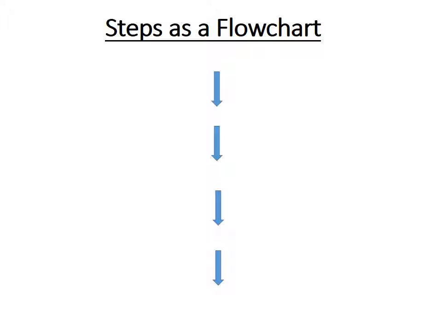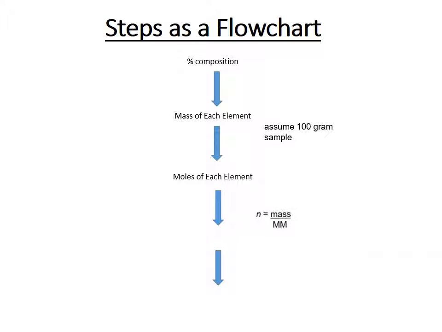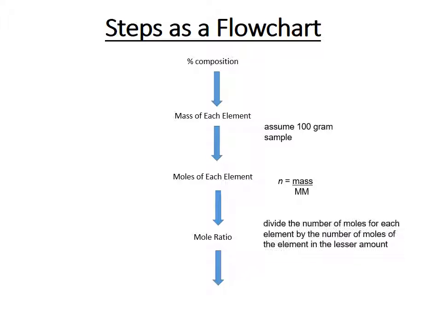Here we have a flow chart to help you remember the steps. So percent composition first, find the mass of each element. You assume 100 grams for that. You find the moles of each element by using your mole formula. Mole is equal to mass over molar mass. Then you find your mole ratio, and then you divide by the smallest mole number, and then you multiply until whole to get your empirical formula. And right now it might not make sense, but when we do the problem together, it will make a lot more sense, and you can come back to the flow chart to take a look.